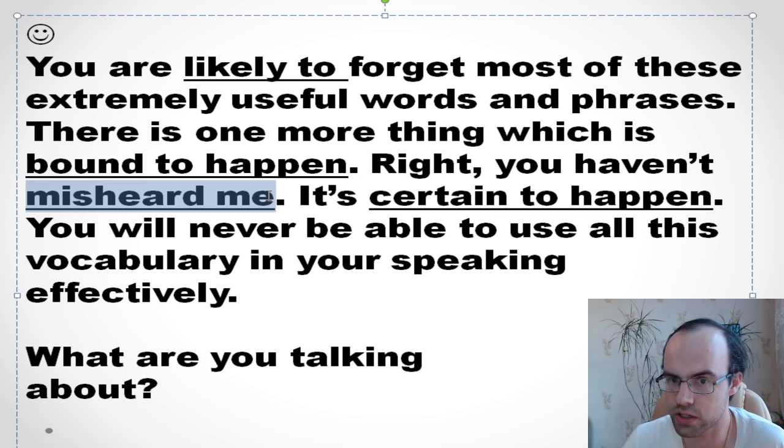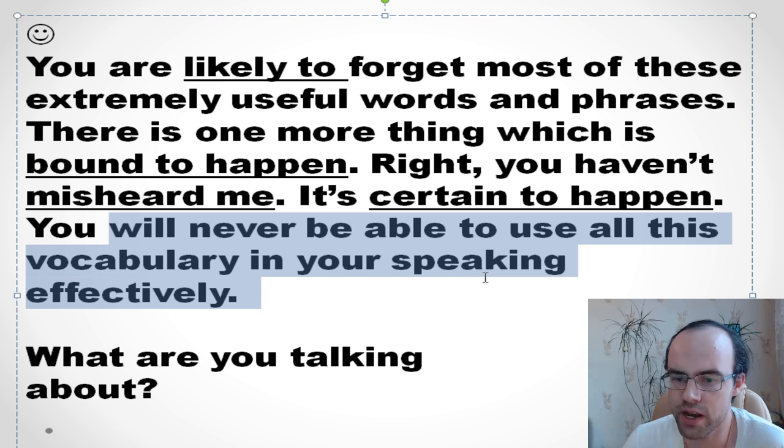So I understand what I'm talking about. I'm not a crazy person, I control my words, I control my speech, and so I know what I'm talking about. And it's certain to happen. A very important thing: you will never be able to use all this vocabulary in your speaking effectively.